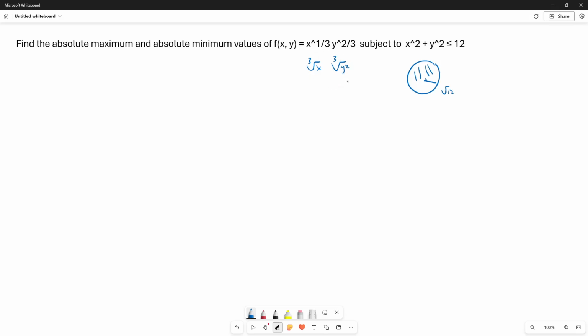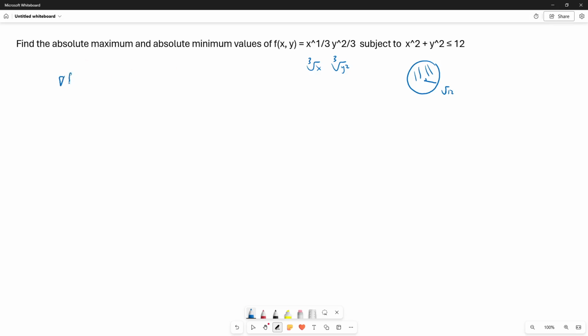This is defined for all x and y in R². So the maximum and minimum values of this function will occur at either critical points inside the disk or on the boundary of the disk. So first we will find the critical numbers inside the disk.